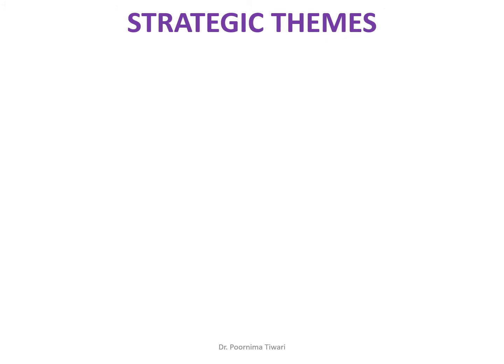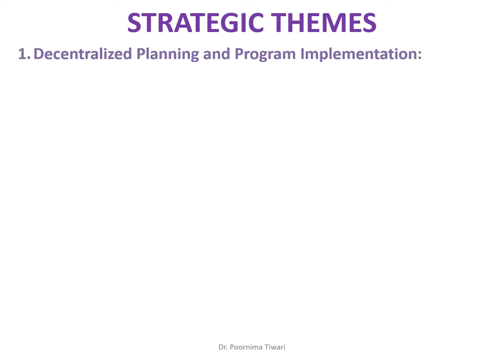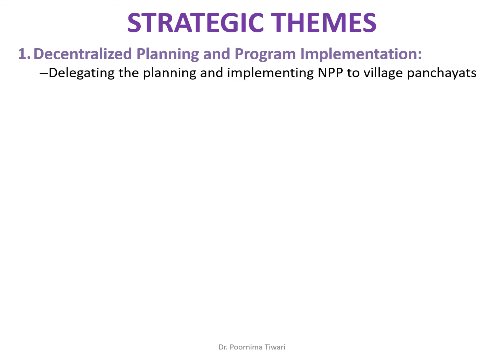So strategic themes are the strategies which the population policy intends to use so as to be effective. Where all do we need to strike is called strategic themes. First, decentralization of the planning and implementation of the program. That is, delegating the planning and implementing the policy to the village level panchayats. That is, they will plan how many contraceptives do we need, how much of child care do we need, how many clinics we need, and then passing out these plans to the higher levels.